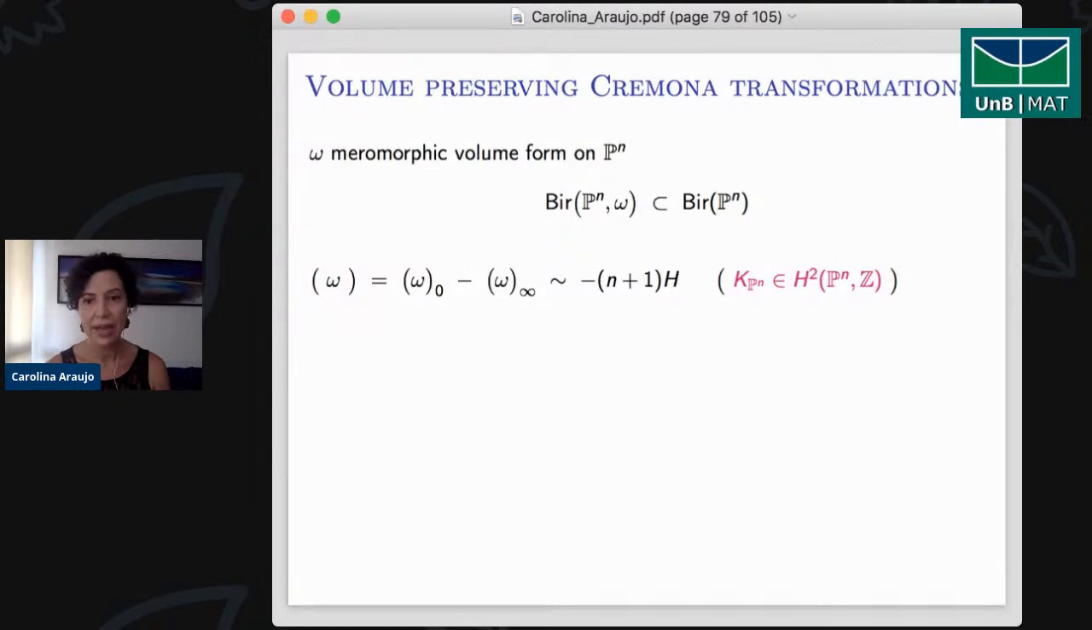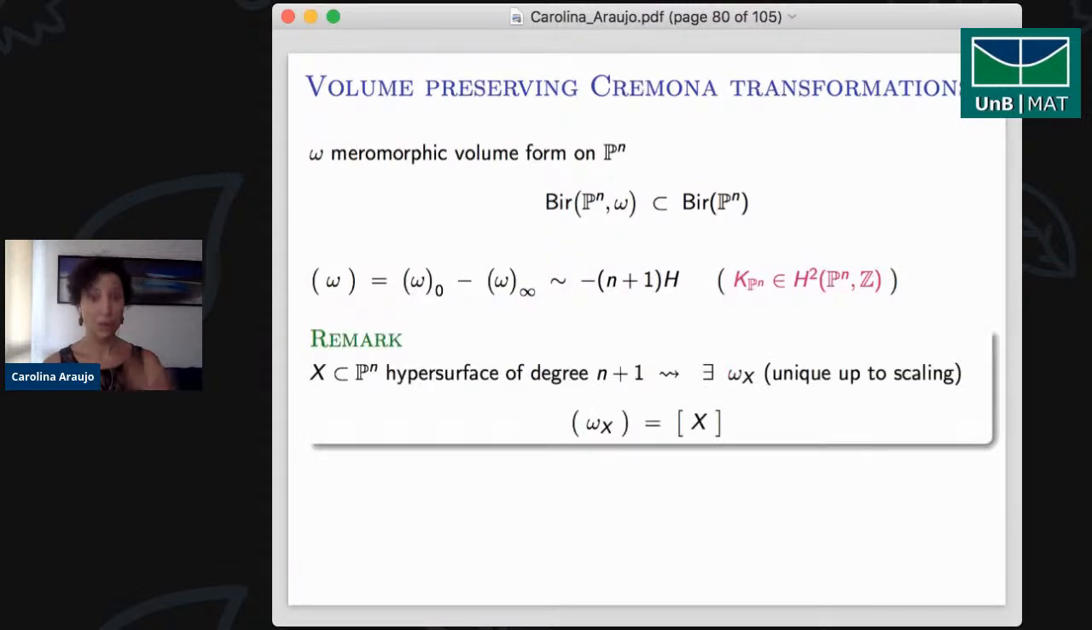So this gives a cohomology class in Pn, and as a cohomology class, this does not depend on the meromorphic volume form that you choose. It is exactly minus n+1 times a hyperplane section. Conversely, if you give me any hypersurface X of degree n+1 in Pn, there exists a unique, up to scaling, meromorphic volume form whose cohomology class is precisely this. Here I probably made a mistake, I wanted to say minus X. So it has poles along X, and it does not vanish anywhere else. Sorry, here there should be a minus.